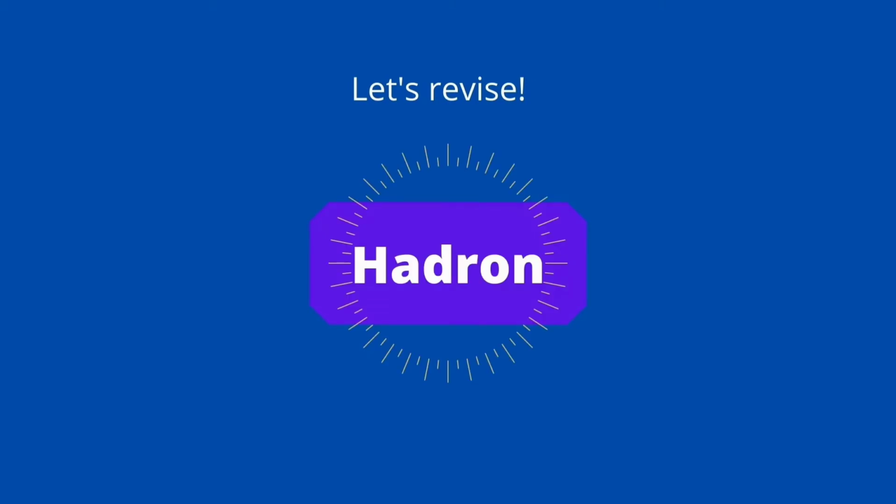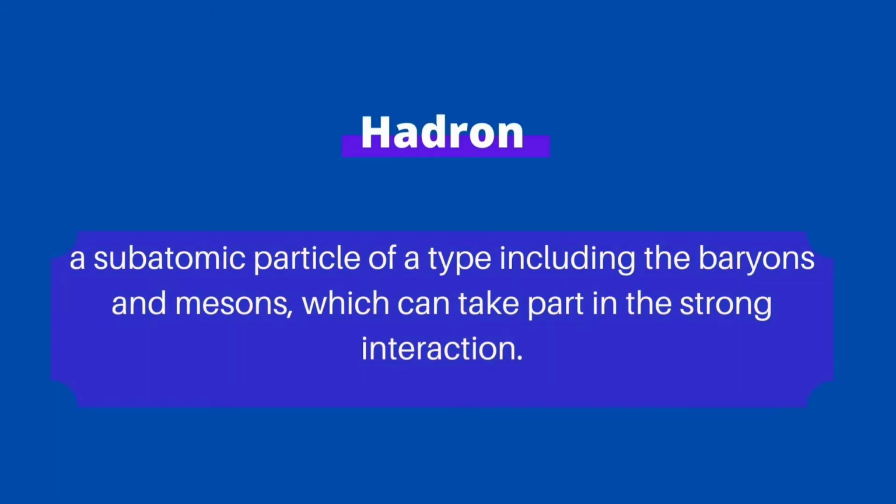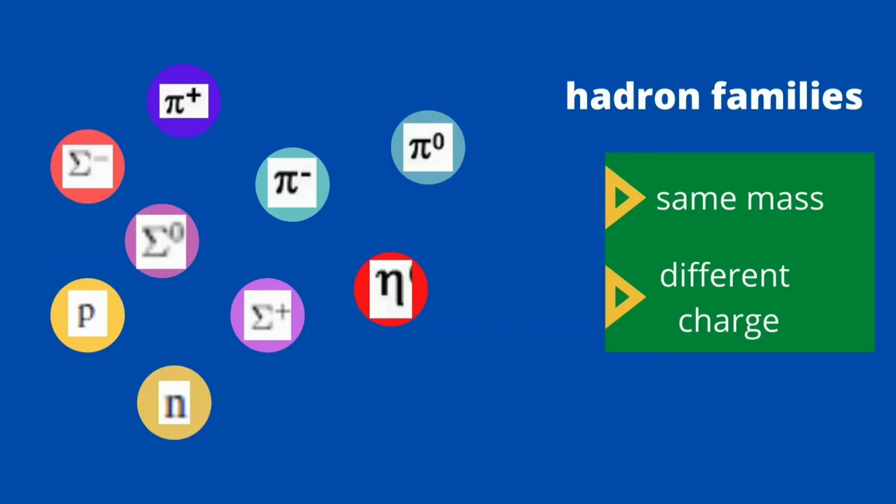Before we go through the Eightfold Way, let us revise what a hadron is. A hadron is a subatomic particle, including baryon and meson, which can take part in a strong interaction. Hadrons have families, where the members have similar masses but different charges. These families are also called multiplets.